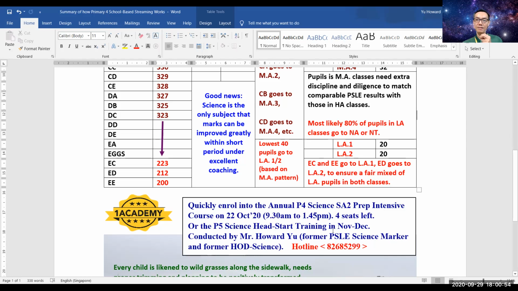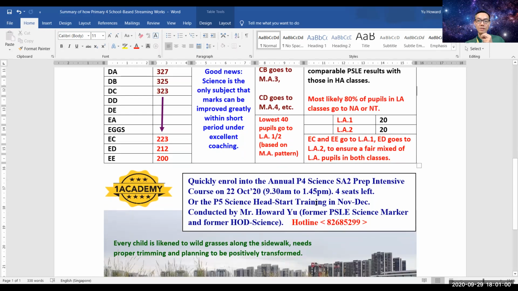There were years parents block book the whole class. Sometimes I have to come up with additional class to meet the demands. So this is a training from 9:30 to 1:45. Later I'll share with you a slide, actually how this course will be conducted.